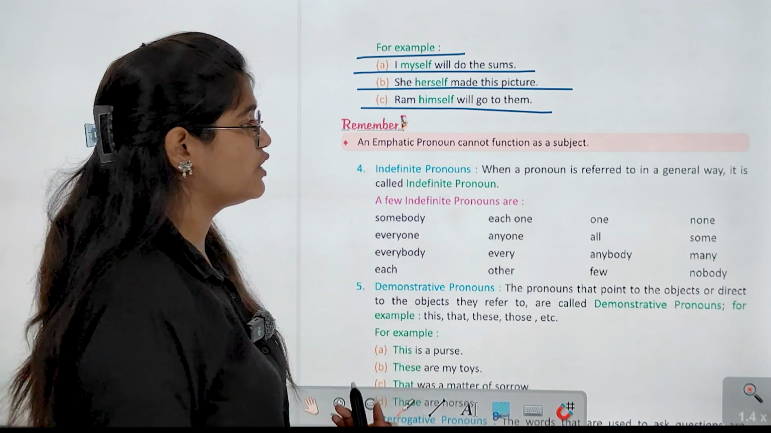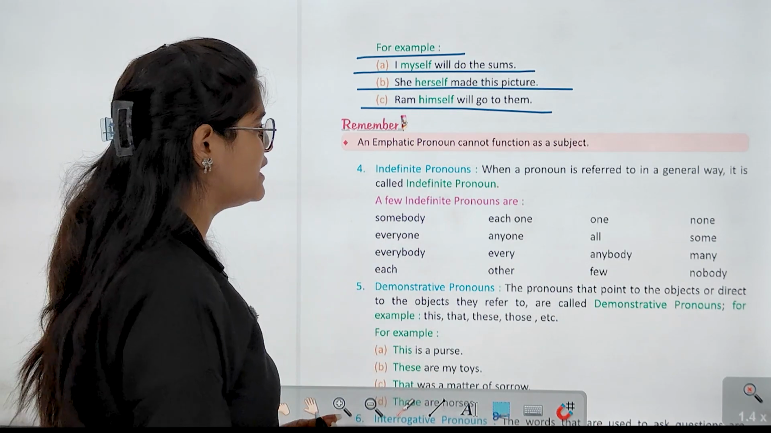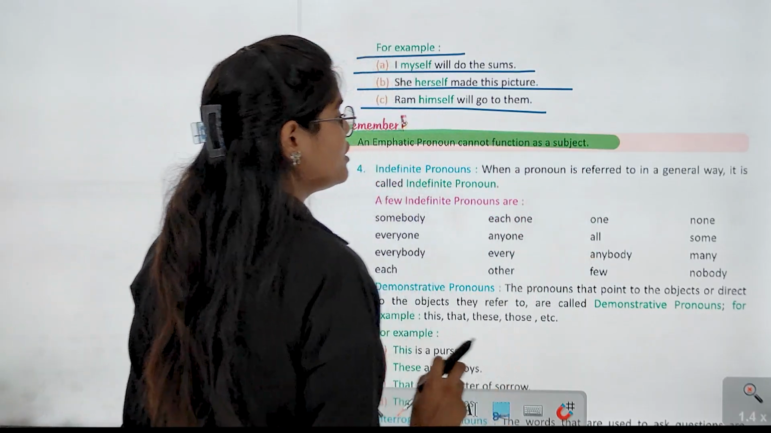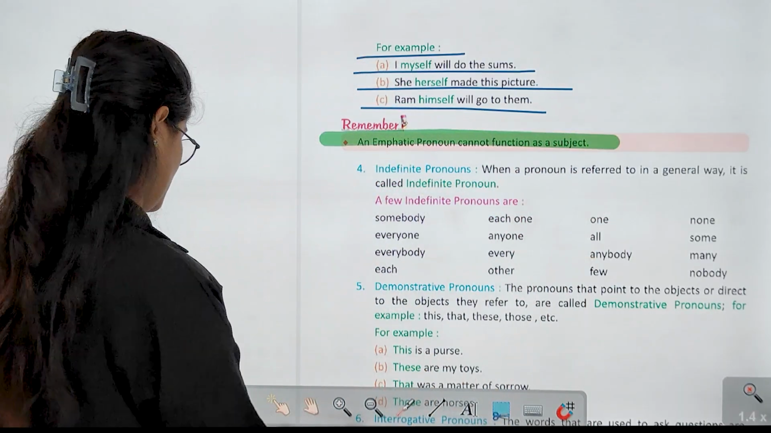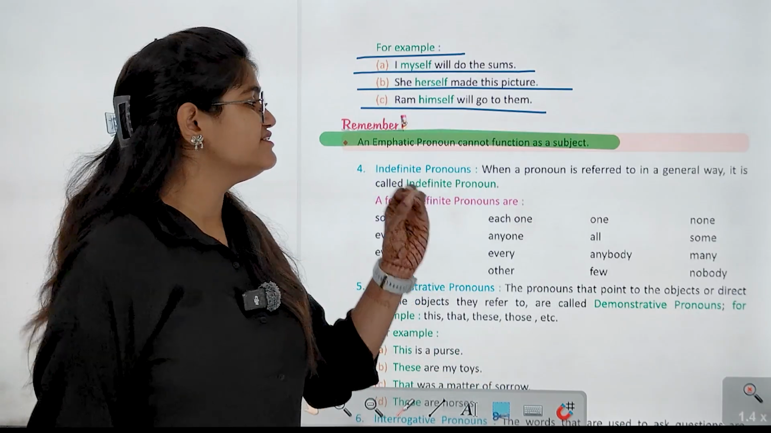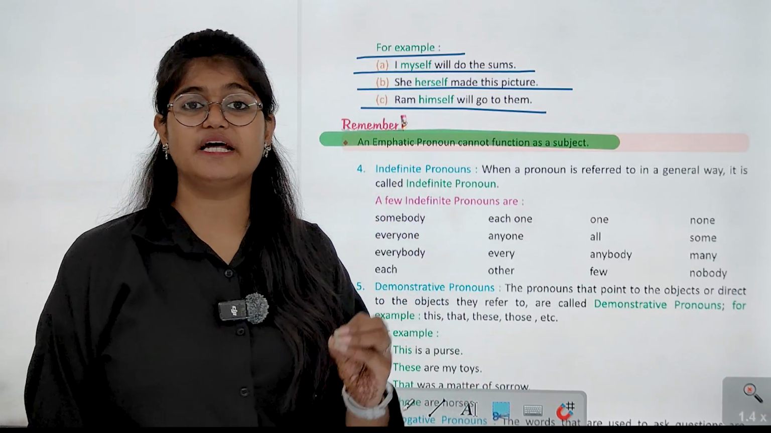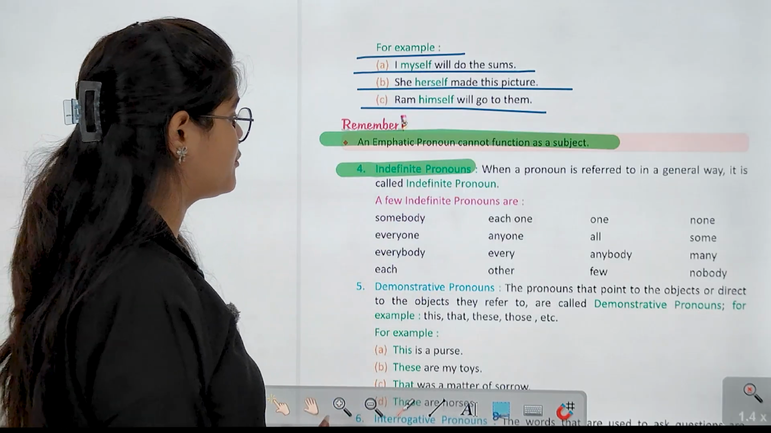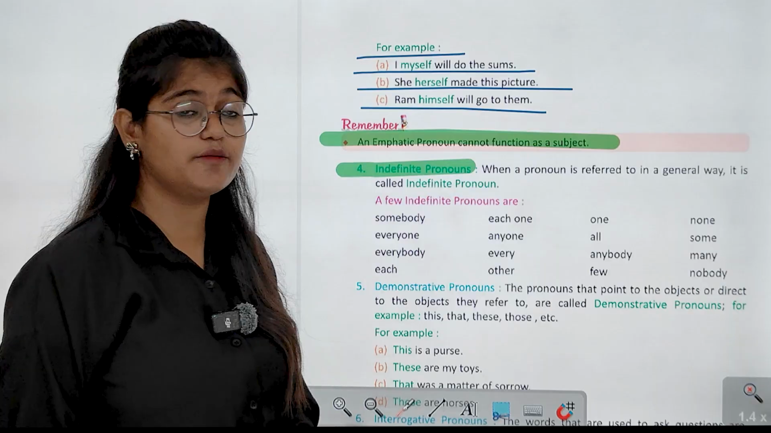So I hope you all are clear with emphatic pronouns as well. Now we have some points to remember. An emphatic pronoun cannot function as a subject. कि emphatic pronoun जो है वो कभी भी subject की तरह काम नहीं कर सकता है. Indefinite pronouns. अब we have indefinite pronouns. So what are these indefinite pronouns?